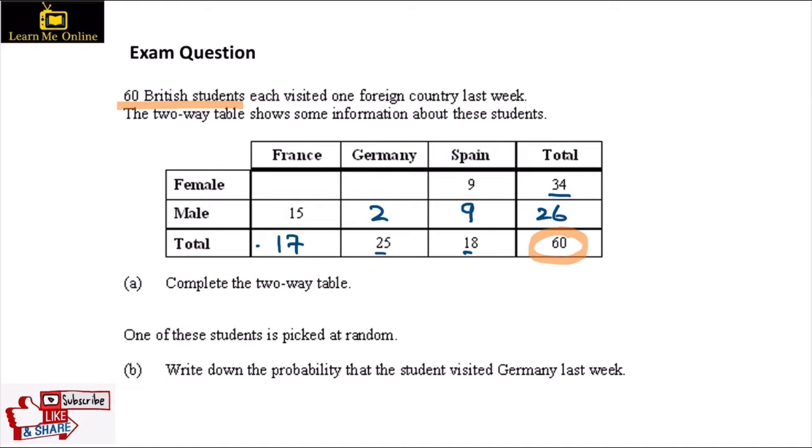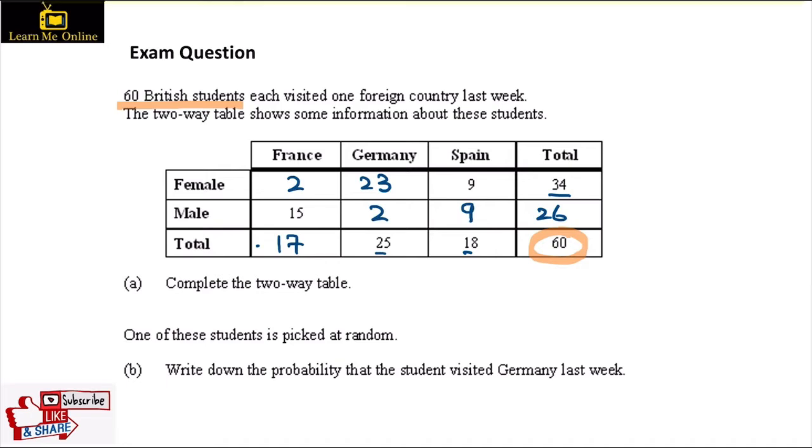The only row I have to fill in now is the female row. Because we have the total number of people who went to France, and 15 of them are male, 2 of them would be female. For Germany, we know the total number of people who visited Germany last week is 25, where 2 of them are male, so the remaining female would be 23.